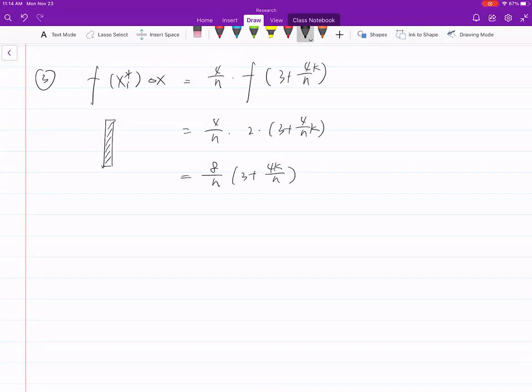Number 4, sum k from 1 to n of f of xk star, I keep doing this, times delta x, is going to be the sum from 1 to n of 8 over n times 3 plus 4k over n.